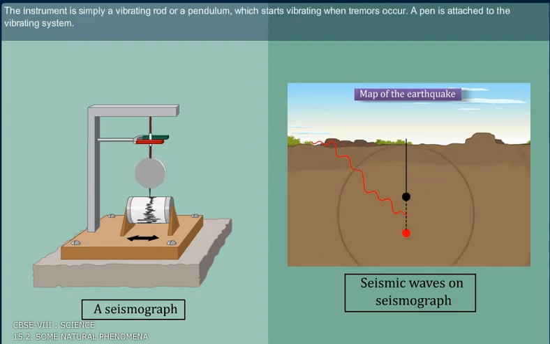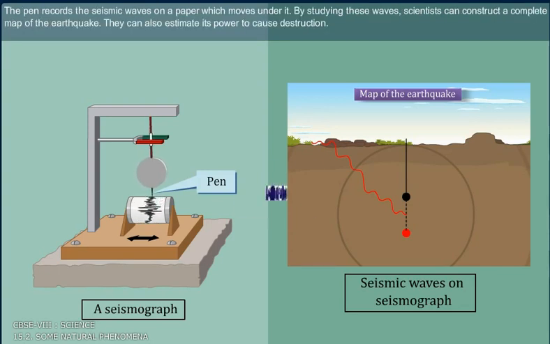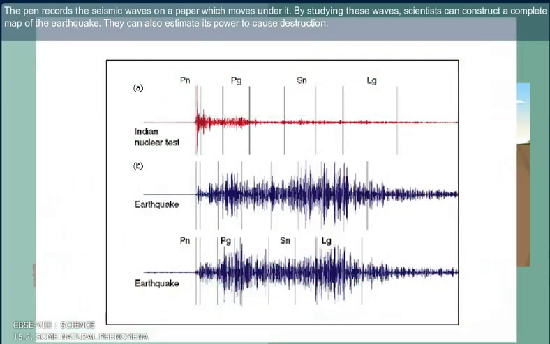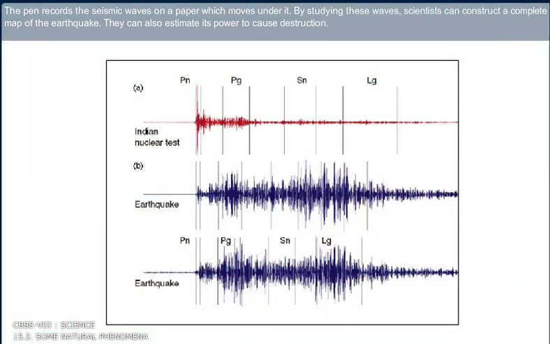The instrument is simply a vibrating rod or a pendulum which starts vibrating when tremors occur. A pen is attached to the vibrating system. The pen records the seismic waves on a paper which moves under it. By studying these waves, scientists can construct a complete map of the earthquake. They can also estimate its power to cause destruction.